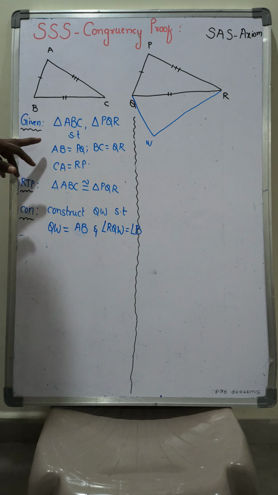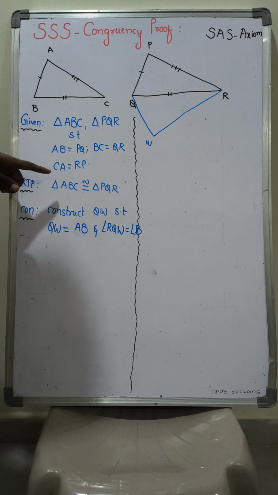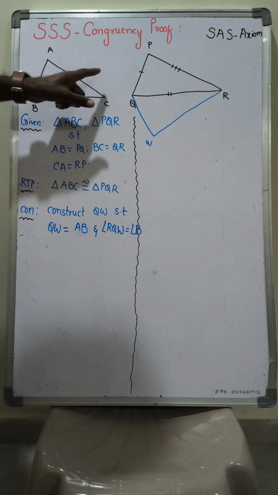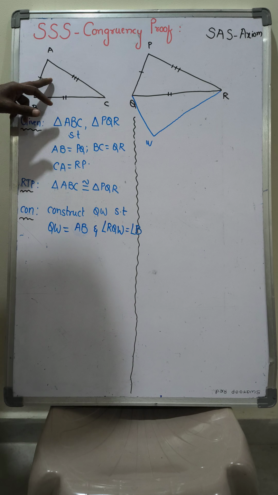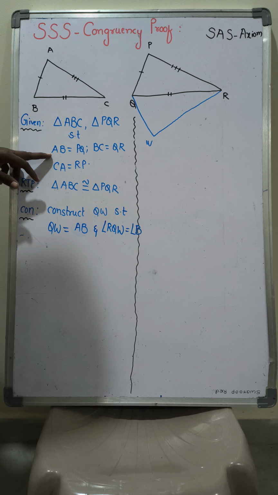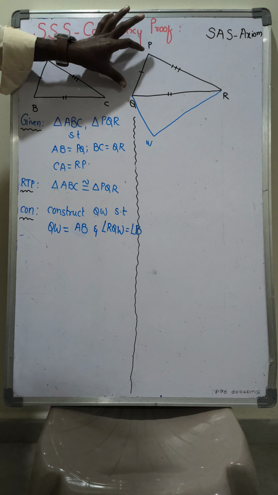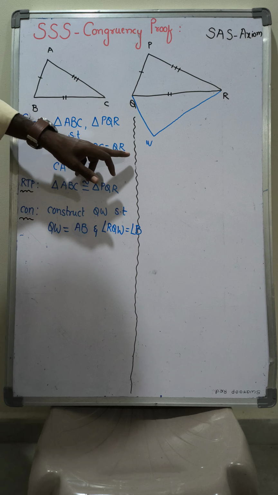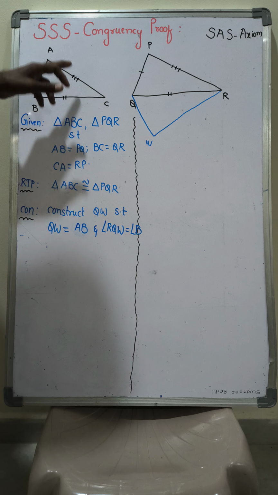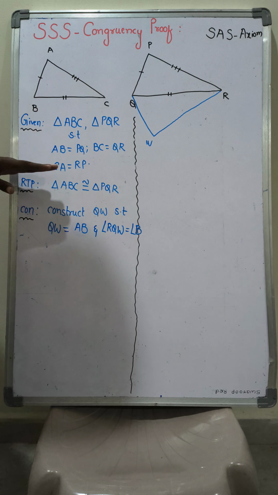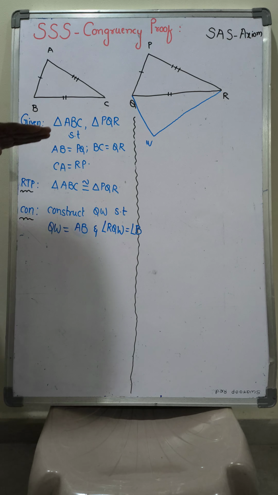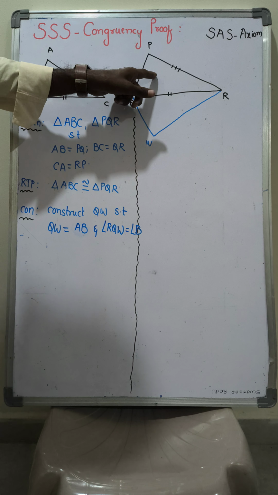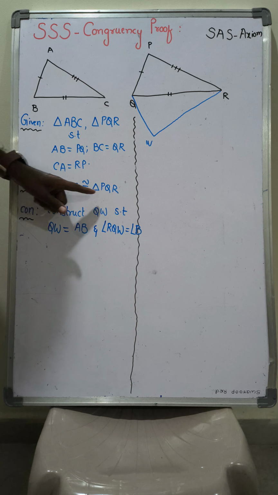Here, already we know that these two triangles are ABC and PQR, where AB's corresponding side is PQ and they are equal, BC's corresponding side is QR and they are equal, and CA's corresponding side is RP and they are also equal, which is given in the question. What exactly do we need to prove? We need to prove triangle ABC is congruent to triangle PQR.